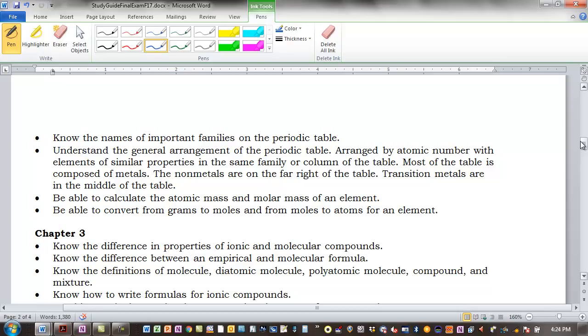And then the last couple of things in this chapter actually started getting into calculations for atoms, converting to moles, and also converting to the number of atoms.